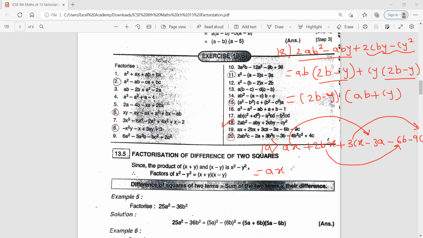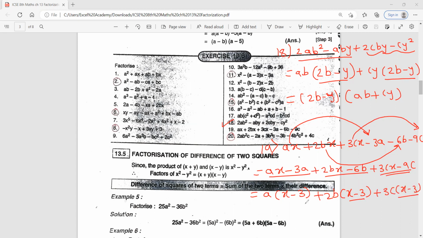So ax minus 3a plus 2bx minus 6b plus 3cx minus 9c. Now what common can you take from the first two terms? a. So you will get x minus 3. What common can you take from the middle two terms? Plus 2b, correct. What do you get? Same, x minus 3. And what common can you take from the other? Plus 3c, again x minus 3.